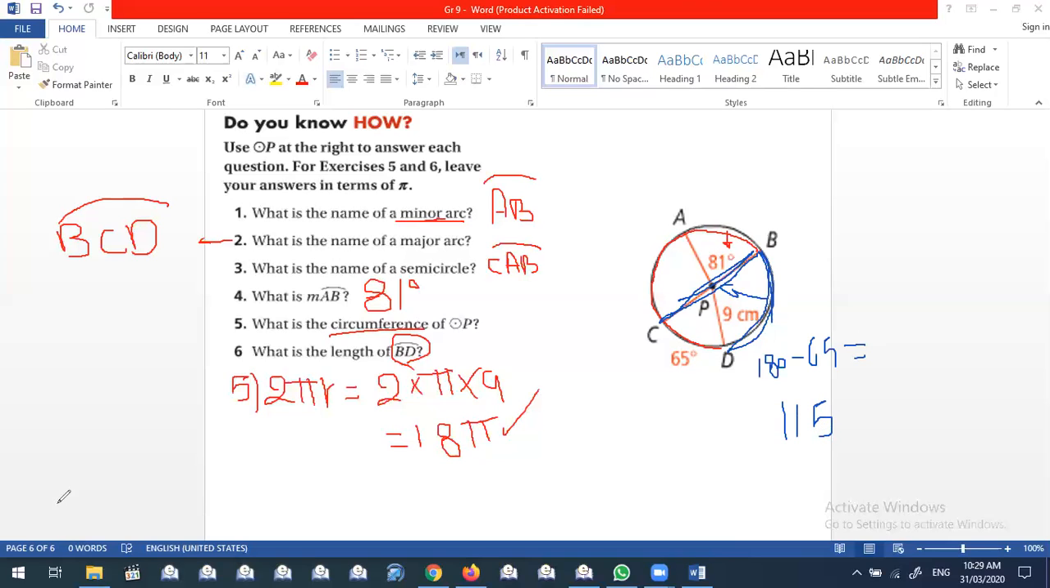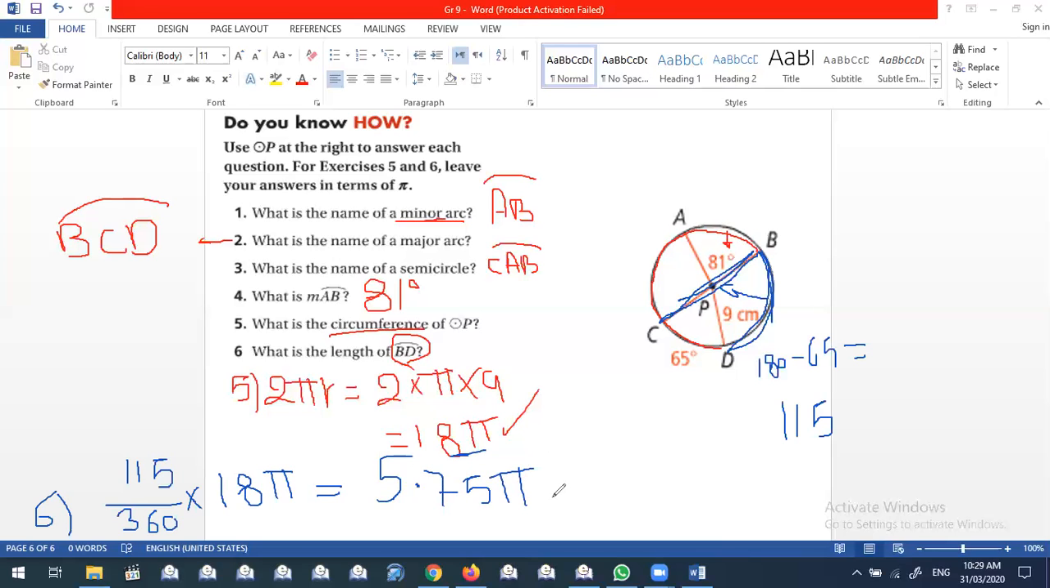How can we find its length? By using the rule: measure of the arc 115 over 360 times 2 pi r, which is 18 pi. Keep the pi, no problem. So you are going to make 115 over 360 times 18. The answer is 5.75, and beside it pi, 5.75 pi.